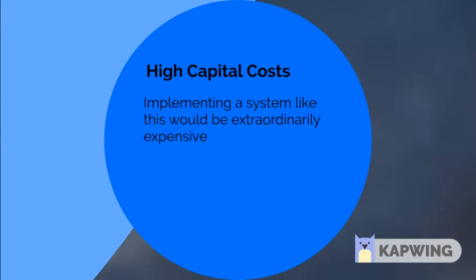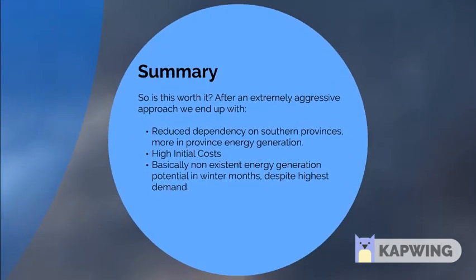Finally, implementing a system even remotely like what we've described here would be accompanied by extremely high capital costs. So is increasing the solar capacity worth it? After taking an extremely aggressive approach, we ended up with reduced dependency on the southern provinces for fuel throughout the winter and more in-province energy generation, which is great. But there were very high initial costs, and due to the variability of solar energy, we had very little energy generation in winter months, despite that being the time when the demand is the highest.